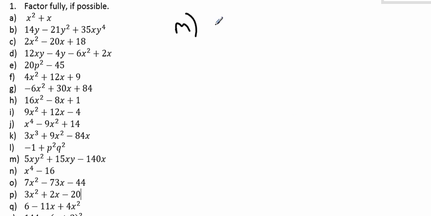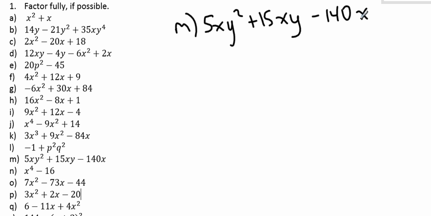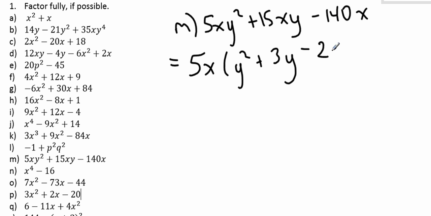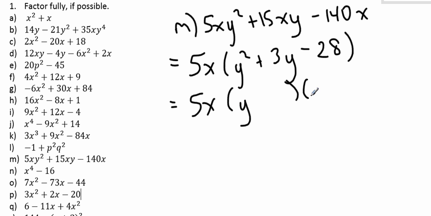LM is next. Let's see what we have. So first of all, I see that there's definitely an x in each term, and each of these is divisible by 5. So I'm going to factor 5x, and let's see what that leaves me with. So there's my common factor of 5x, and what's left over is a simple trinomial. In fact, I think we just did something like this. 2 numbers that multiply to negative 28 and add to 3 are positive 7 and negative 4.